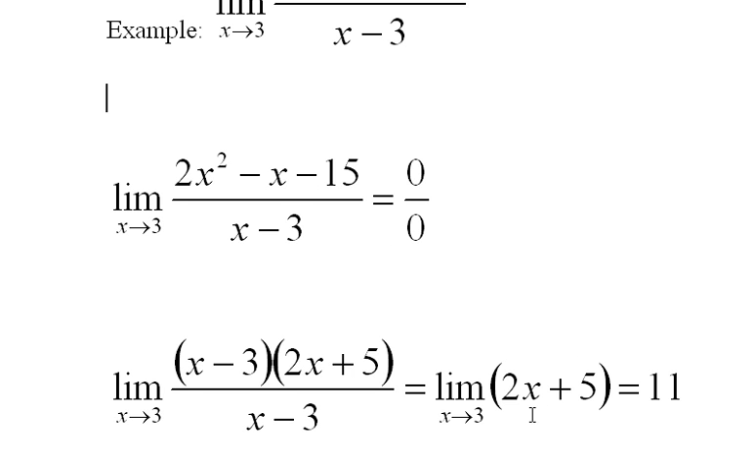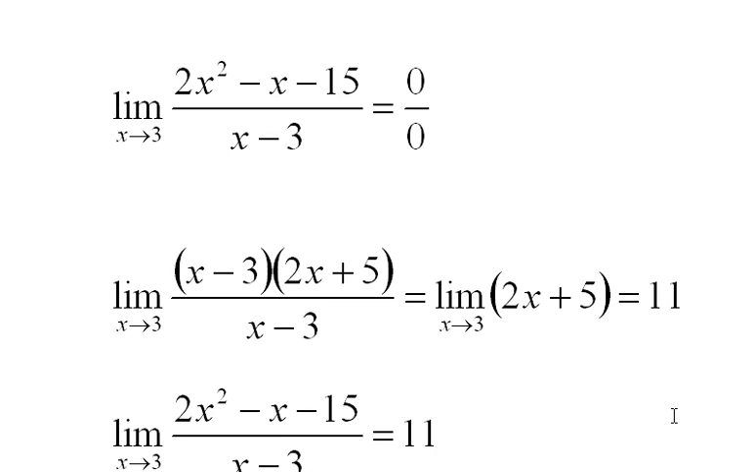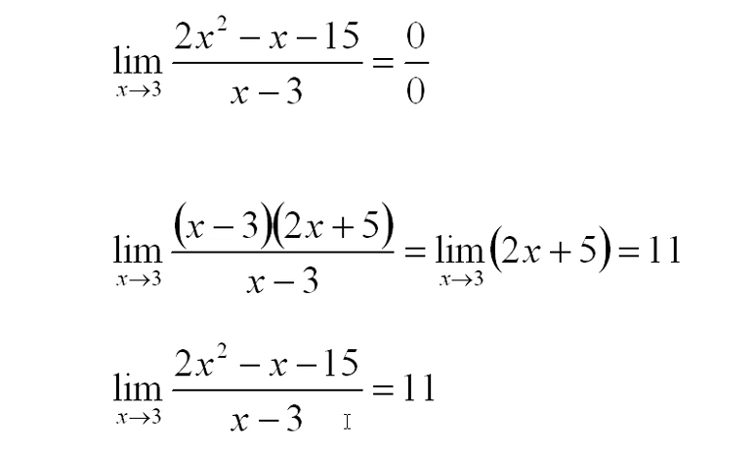So I put in 3 and I get 11. And therefore this limit that I started with that gave me 0 over 0 actually gets closer and closer to 11 as x heads to 3.